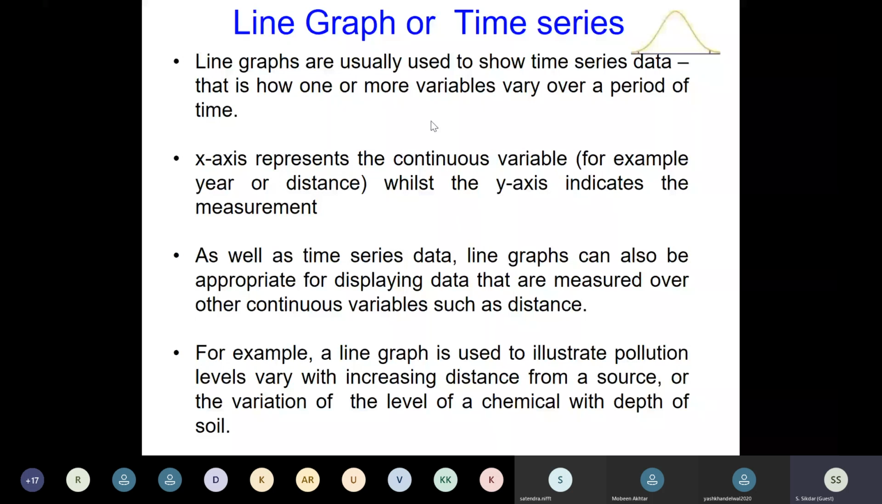as well as time series data. Line graphs are also appropriate for displaying data that are measured over other continuous variables such as distance, that you can do. And here is one example of pollution level, where pollution level varies with increasing distance from a source. Mainly in other countries they do it, the variation of the level of a chemical with the depth of soil.